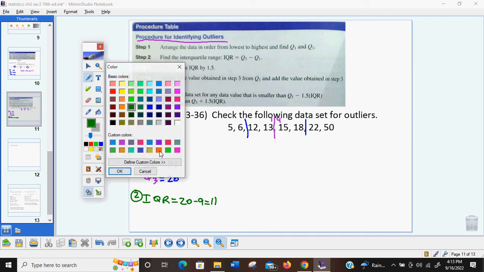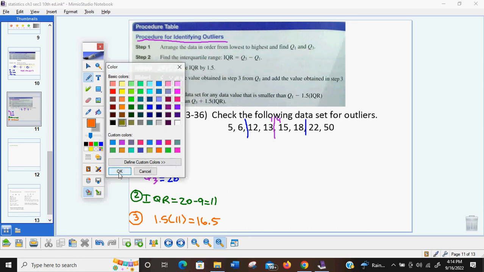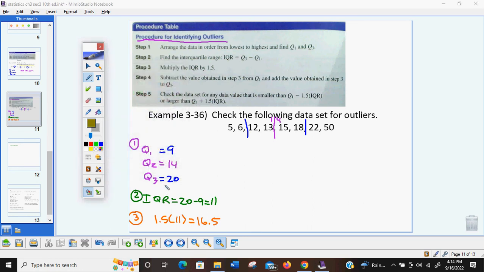Now let's look at step 3. What we're going to do in step 3 is find out exactly how far we can go to the left, how much smaller than Q1, and how much larger than Q3. We're going to figure that out in a minute. But in step 3, it says multiply the IQR by 1.5. So I'm going to do 1.5 times 11. That gives me 16.5. So what I'm checking to see is if any of my data are 16.5 below Q1, or 16.5 above Q3.